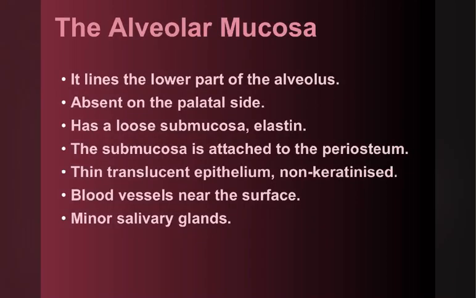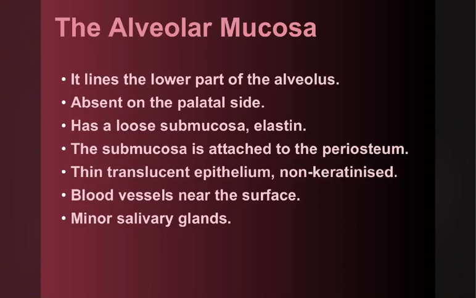Alveolar mucosa lines the lower part of the alveolus. The upper part of the alveolus is lined with part of the attached gingiva. It's absent in the palatal side. It has loose submucosa that's rich in elastin. So the alveolar mucosa is more elastic and more mobile than the gingiva.